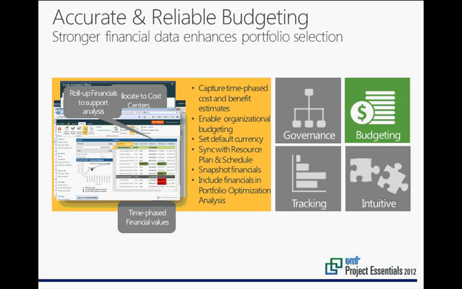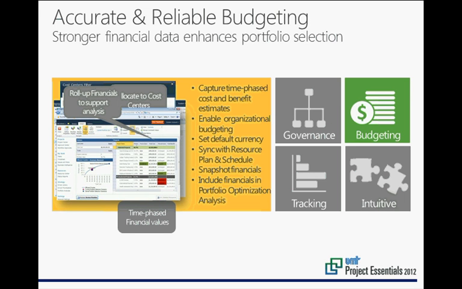Next, accurate and reliable budgeting. What UMT Project Essentials allows you to do is it includes a number of out-of-the-box best practice financial web parts for estimating costs, web parts for tracking costs, web parts for estimating benefit and tracking benefit, and so on. So simply early on in the project lifecycle, you can capture time phase, cost, and benefit estimates within the project's business case. The solution supports organizational budgeting, as I mentioned earlier.